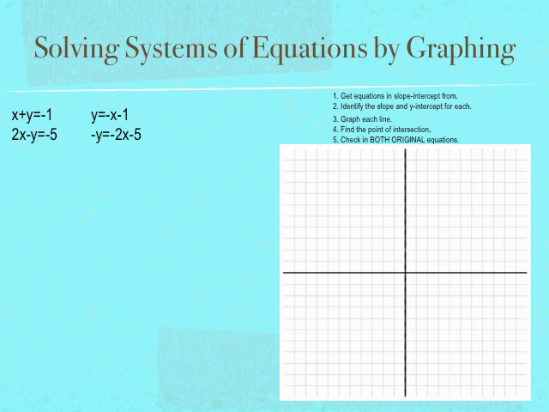Now I don't have y by itself yet. I need to either divide both sides by -1 or multiply both sides by -1. It's the same thing. So I get y equals 2x plus 5. So step 1, get the equations in slope-intercept form. I'm done. I've got that.